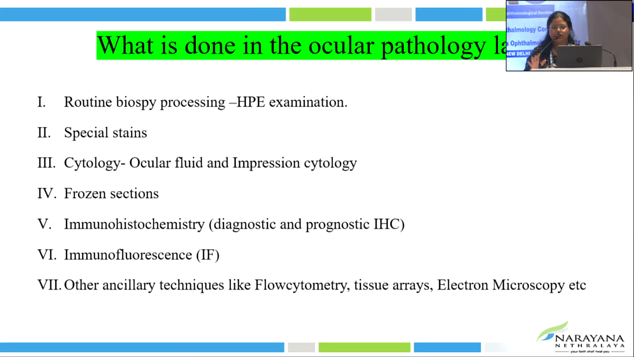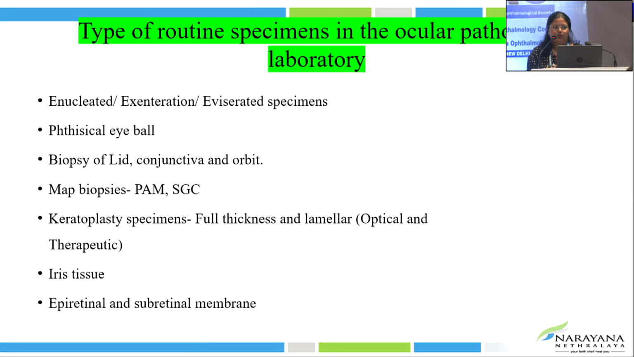Just to give you an overview, what do we pathologists do in an ocular pathology lab? Apart from looking at the biopsies that you send, we also do a lot of cytology. We do frozen sections. We do IHCs, both for diagnosis and prognosis. We do immunofluorescence, and if you are lucky to be in a big institute with a research center, we also do a lot of flow cytometry, tissue arrays, and electron microscopy.